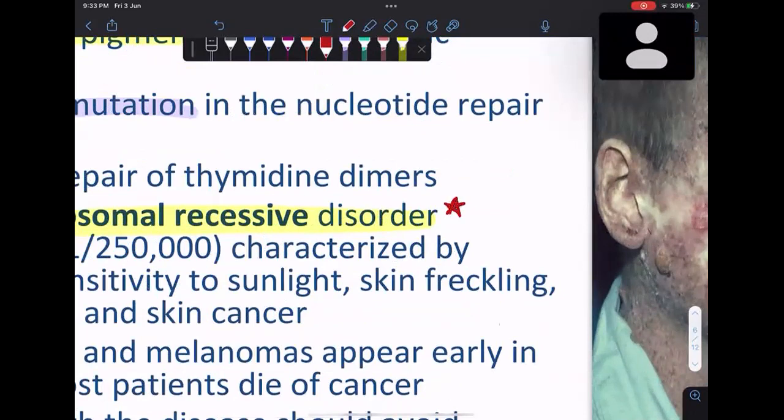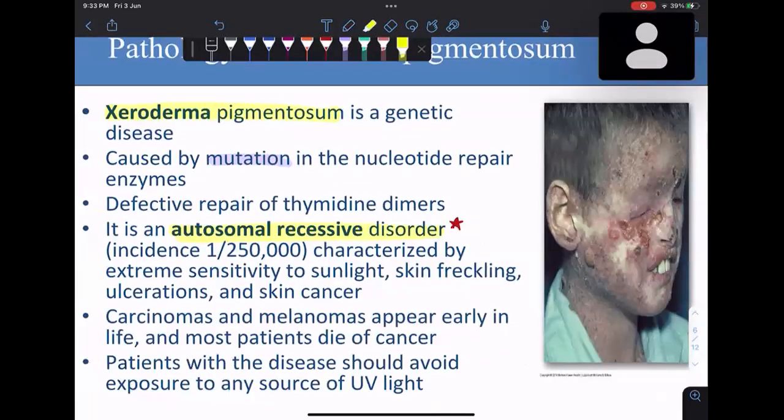I'm going to put a red star here for you guys to know that this is extremely important. It's characterized by hypersensitivity to sunlight, because every time this patient goes in the sunlight, their DNA starts getting damaged and these mutations accumulate. They have skin freckles, ulcerations, and eventually in severe forms, skin cancers, unfortunately. These patients unfortunately don't have a very long lifespan, because of the development of carcinomas and melanomas, which are forms of skin cancer, that appear early on in life, and the patients die because of the skin cancer.